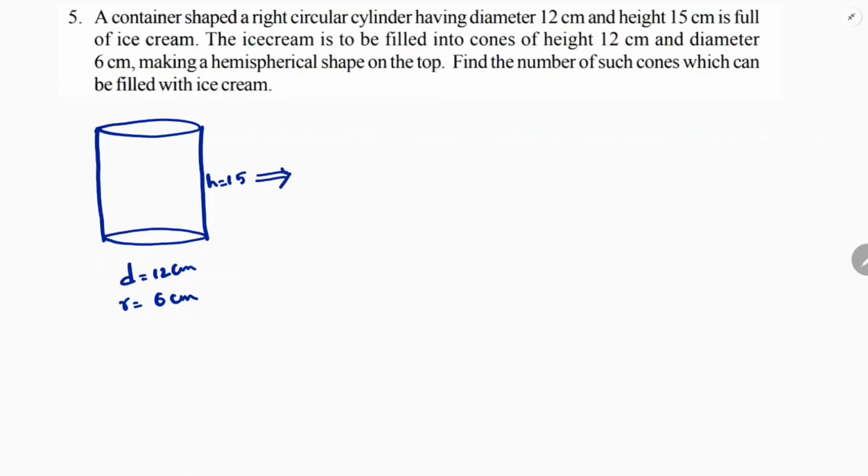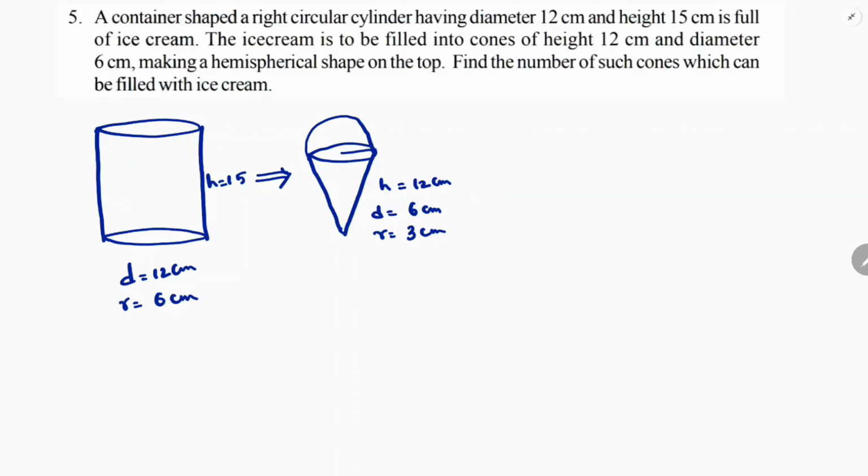Is melted, not melted. From this the ice cream is filled in the shape of a cone with a hemispherical top. So here the height of the cone is 12 centimeters and diameter is 6 centimeters. So radius is half of 6, which is 3 centimeters. Radius of hemisphere is also the same, 3 centimeters.